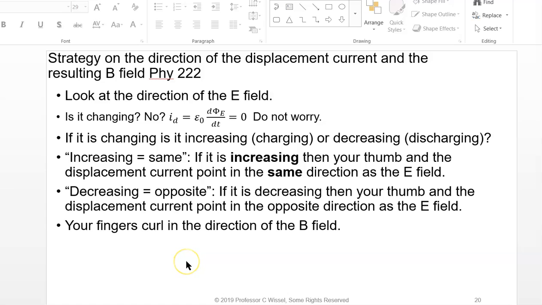So here's some strategy for this. You look at the direction of the electric field. Is it changing? If the answer to that's no, you don't have to worry about it because I_D is 0. If it is changing, then you have to ask yourself, is it increasing, that is charging a capacitor, or decreasing, such as discharging a capacitor? If it's increasing, increasing equals same. If it's increasing, then your thumb and the displacement current point in the same direction as the electric field. If it's decreasing, decreasing is opposite. If it is decreasing, then your thumb and the displacement current point in the opposite direction of the electric field. Your fingers curl in the direction of the magnetic field.